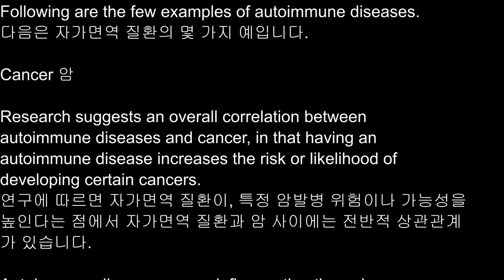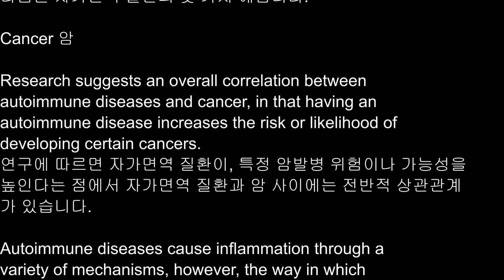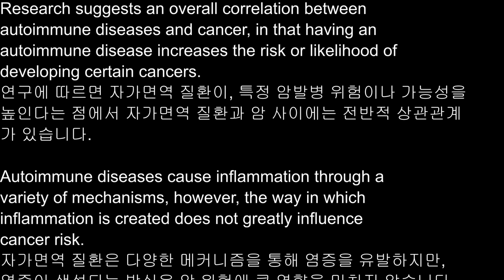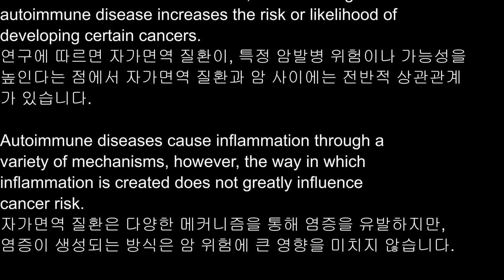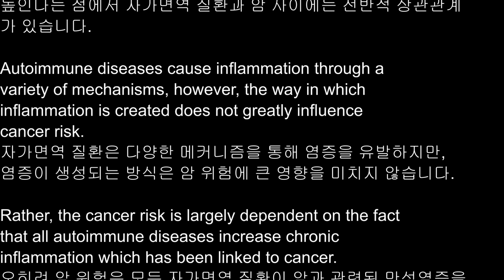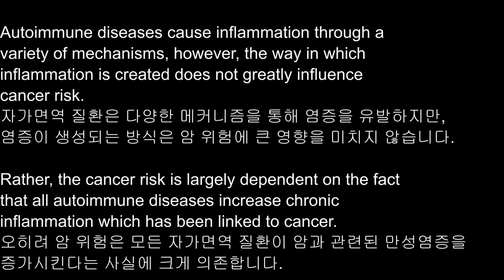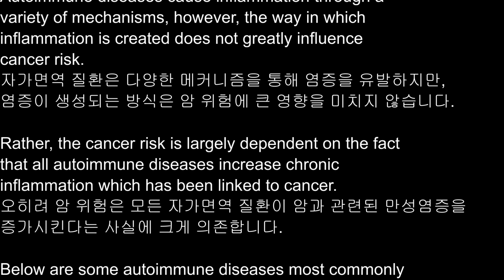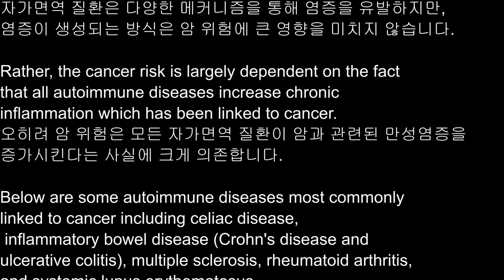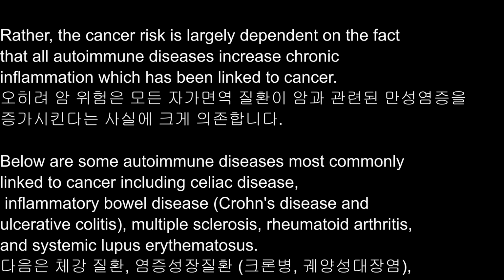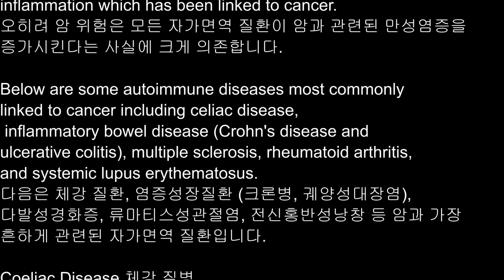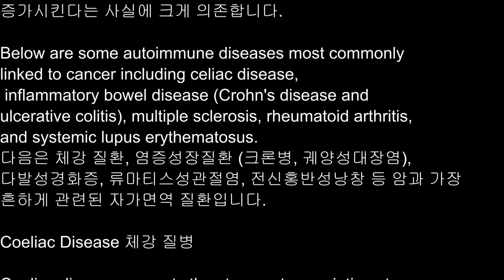Autoimmune diseases cause inflammation through a variety of mechanisms. However, the way in which inflammation is created does not greatly influence cancer risk. Rather, the cancer risk is largely dependent on the fact that all autoimmune diseases increase chronic inflammation, which has been linked to cancer. Below are some autoimmune diseases most commonly linked to cancer, including celiac disease, inflammatory bowel disease, Crohn's disease and ulcerative colitis, multiple sclerosis, rheumatoid arthritis, and systemic lupus erythematosus.